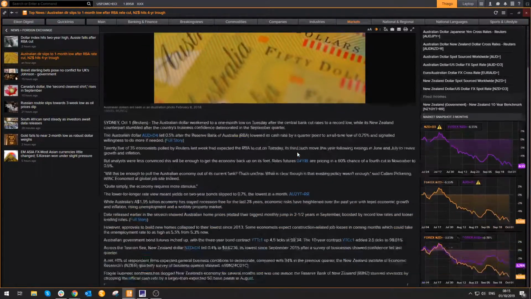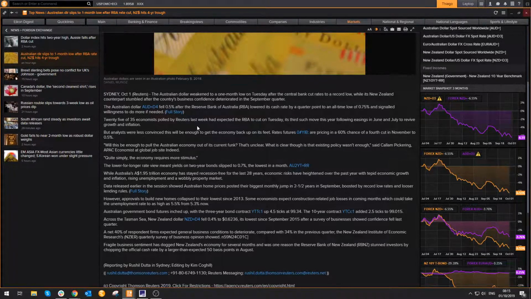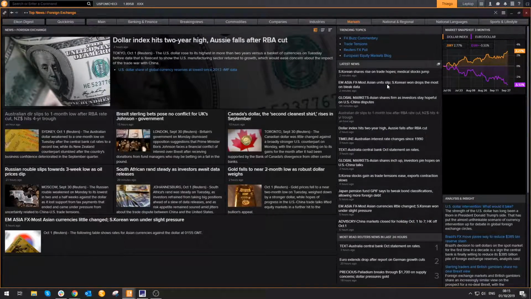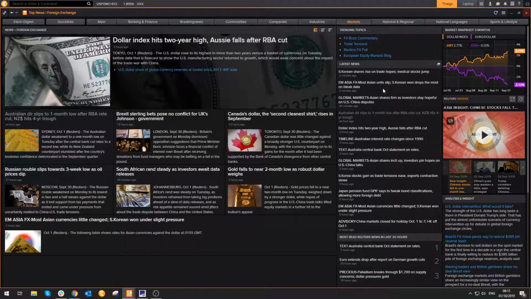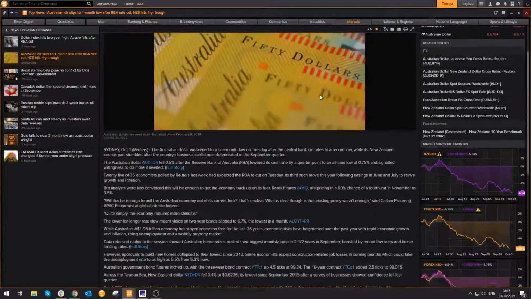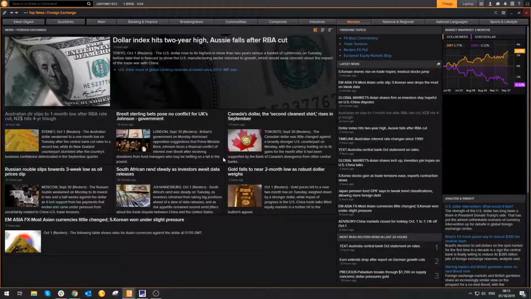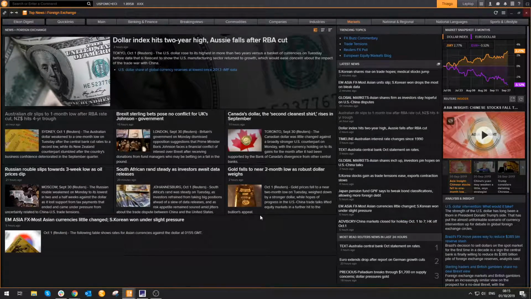I'm trying to see here whether I have more information. One second, guys. Anyway, I was reading an article, which I think is this one. No, it's not. But anyway, it's talking about what the RBA did and what the reason is.